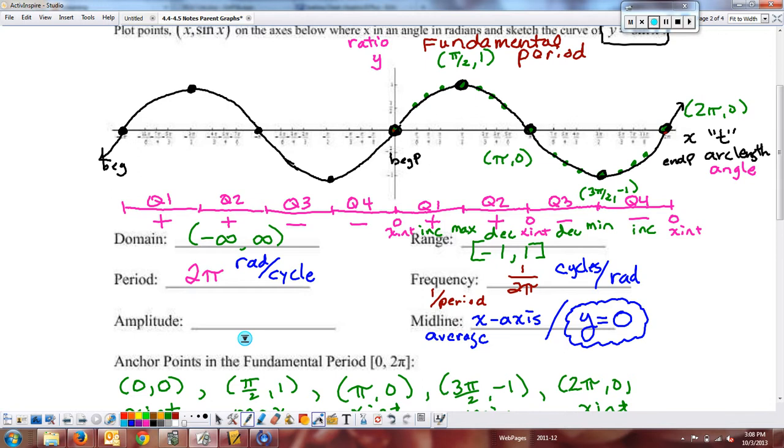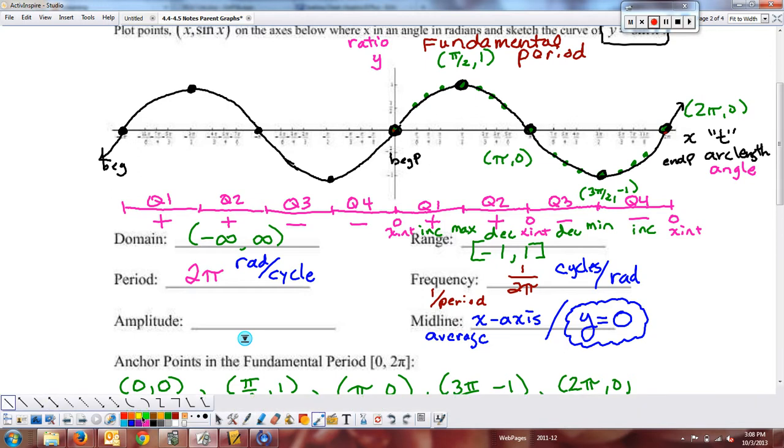Okay, so essentially, I'll put a little yellow going across here, that this is the average of all the points, that this is going to be the middle of the graph that we're looking at. So that's my midline.